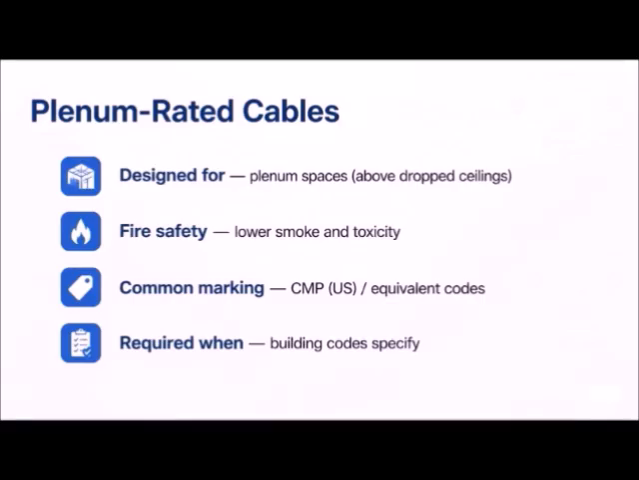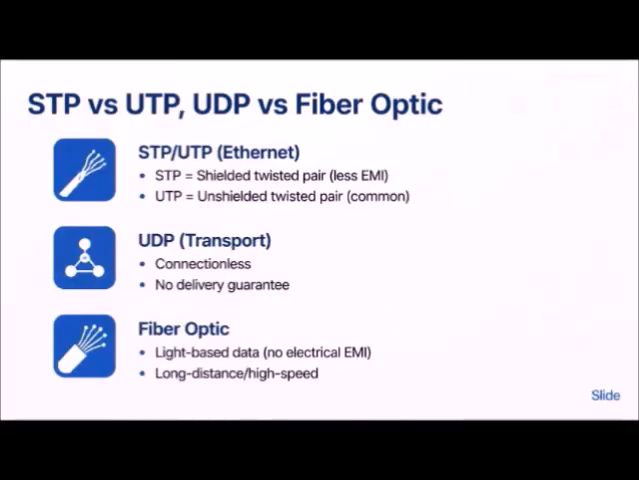Plenum-rated cables. Wrapped in fire-retardant material, fluorinated ethylene propylene or Teflon, that produces minimal smoke and zero toxic halogen gases when burned. Legally mandatory for air handling spaces. STP versus UTP. Shielded twisted pair, STP, uses internal conductive foils to block electromagnetic interference, EMI, but requires structural grounding. Unshielded twisted pair, UTP, is standard cabling susceptible to ambient EMI fields.